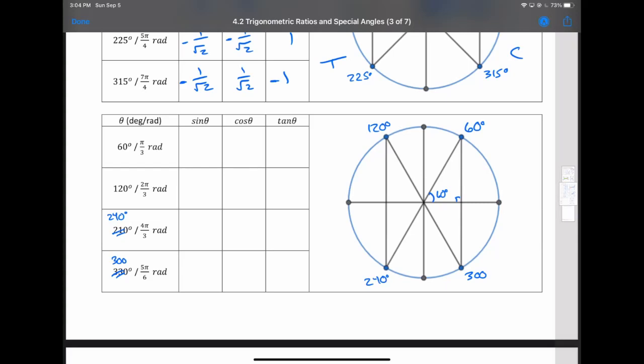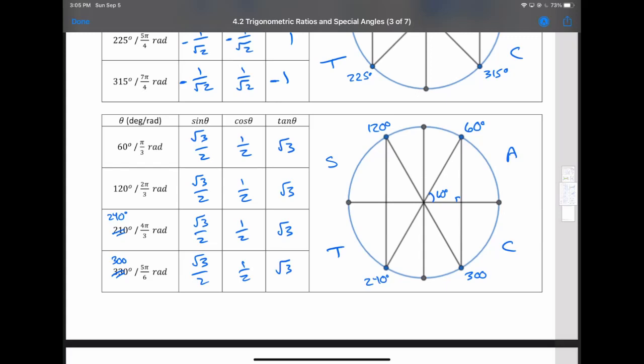Okay, for the original 60-degree angle, sine is opposite over hypotenuse. That's root 3 over 2. Cos is 1 over 2, adjacent over hypotenuse. Tan is opposite over adjacent. That's root 3 over 1, which is root 3. And since all 4 triangles in the bow tie are the same shape, these are all going to be the same going down. And all we have to do then is make sure that we use our CAST rule to figure out what's positive where and what's negative where.